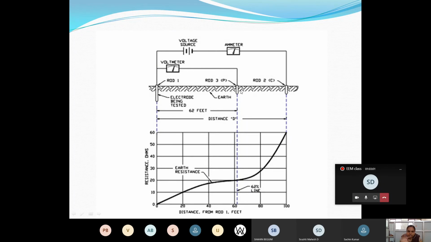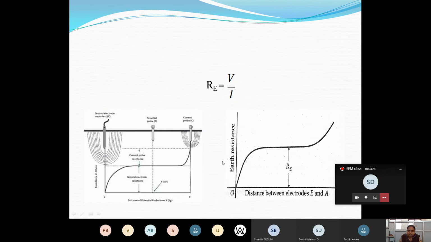One is the earth electrode, then two more electrodes. We are changing the position of one of the auxiliary electrodes, changing it near to the earth electrode and near to the other auxiliary electrode. Then we take the voltmeter reading and the ammeter reading, and we calculate the resistance. This is the construction.